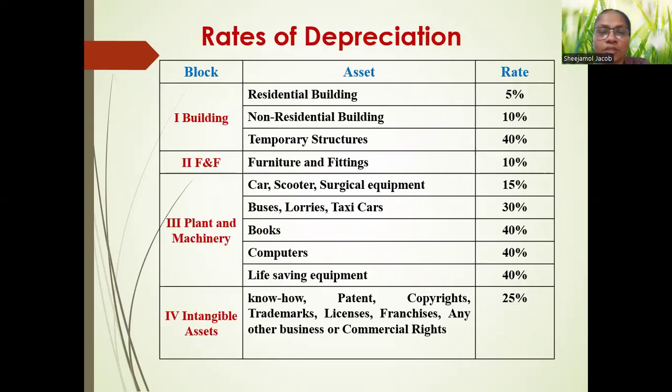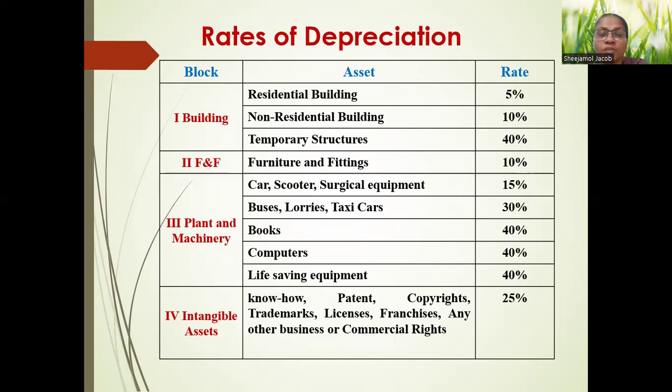And the rate of depreciation for building: if it is used for residential purposes, it is 5% as depreciation. Non-residential buildings, 10%, and for temporary structures, we can charge 40% as depreciation. The second block of asset is furniture and fittings, furniture 10%.